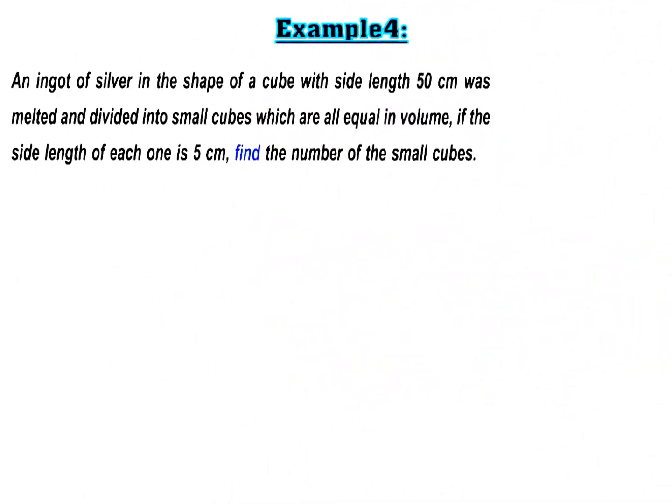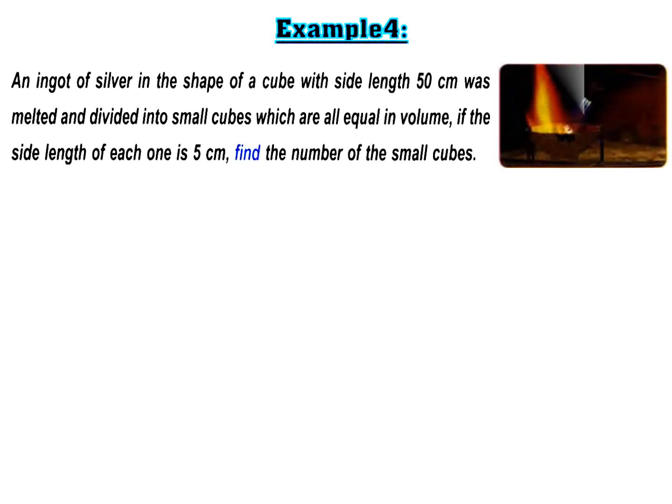Example number 4. An ingot of silver in the shape of a cube, with side length 50 centimeters, was melted and divided into small cubes. Again, he gave me an ingot of silver in the shape of a cube with side length 50 centimeters. This means that I have a cube with edge length 50 centimeters. S equals 50 centimeters. He melted it into small cubes.